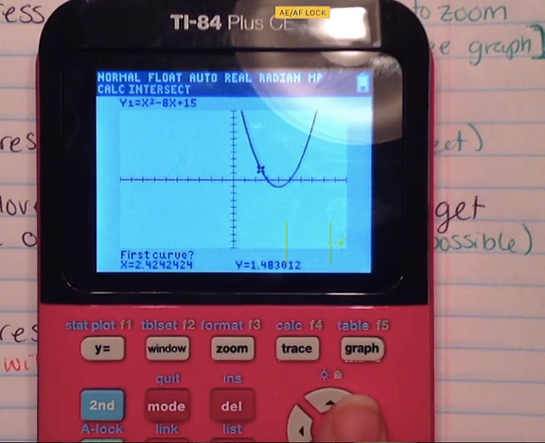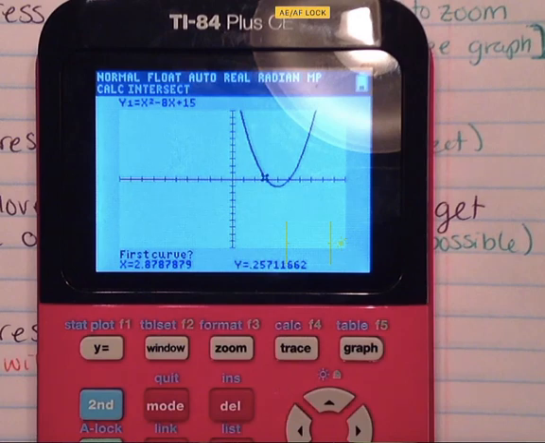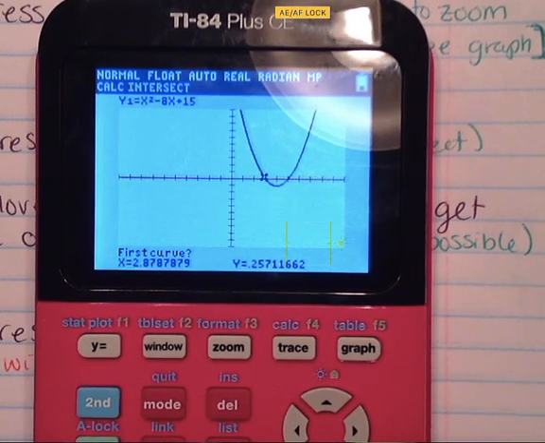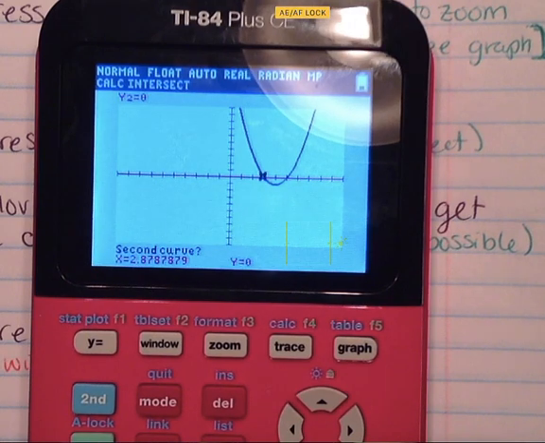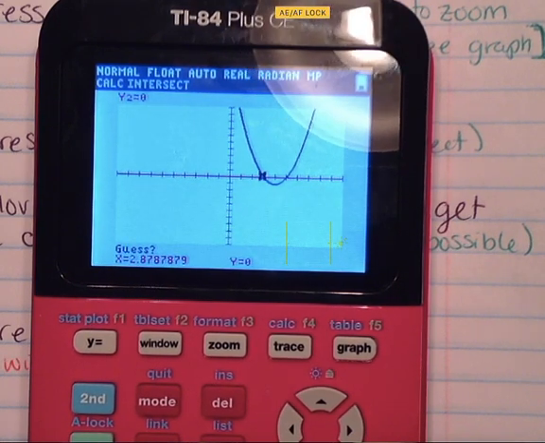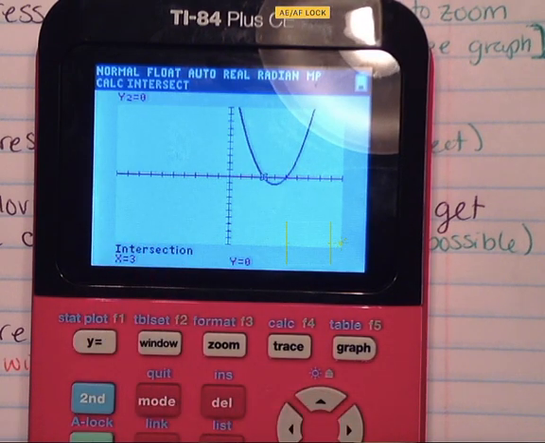So I'm going to get as close to this x-intercept as possible, and I'm fairly close to it. So I'm going to press enter 3 times. So it's already at first curve. So enter, second curve, enter, turns into guess. I don't want to guess, so I'm going to press enter until I get to intersection. It says intersection. My first intersection is at 3, 0. So that's my first solution, x equals 3.